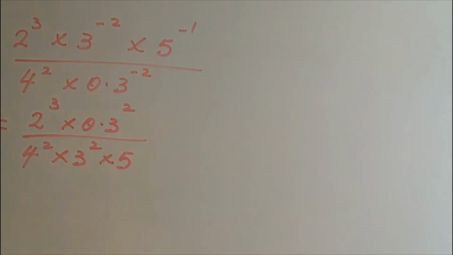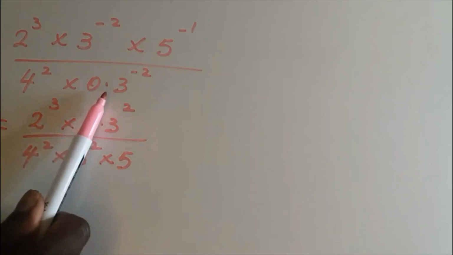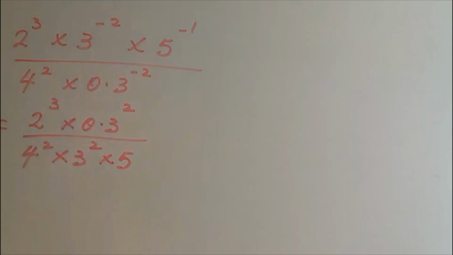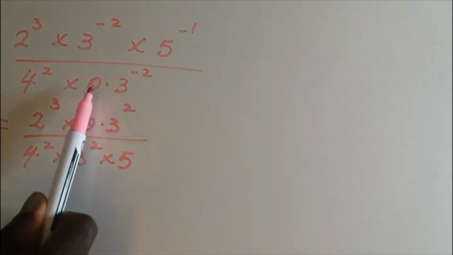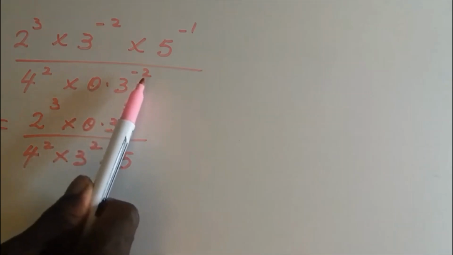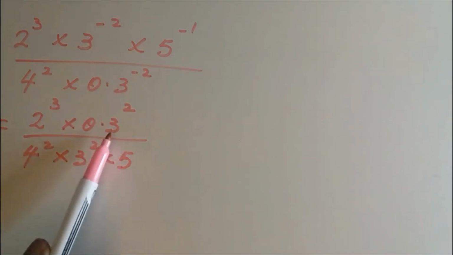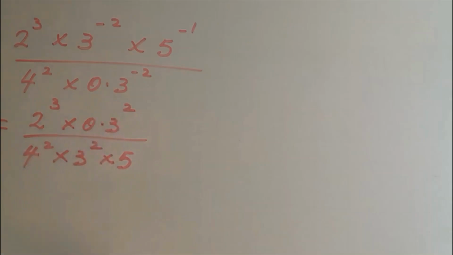So just to recap, we're moving the negative indices into the denominator and they become positive, and if we have any negative indices in the denominator and we move it to the numerator, it becomes positive. So we have 3 to the negative 2 becomes 3 squared, 5 to the minus 1 becomes 5, or 5 to the 1st power, same thing, and 0.3 to negative 2 in the denominator becomes 0.3 squared in the numerator. And now we can go ahead and simplify this.